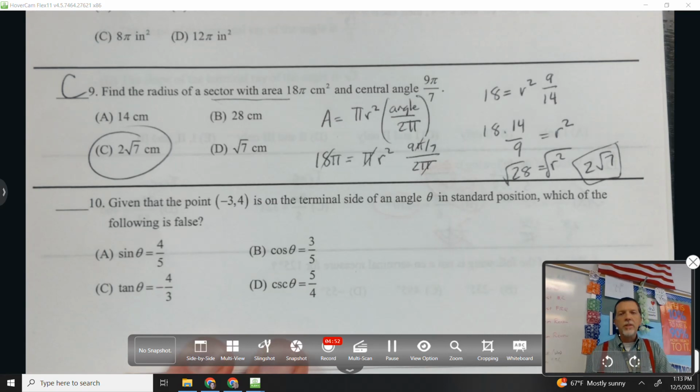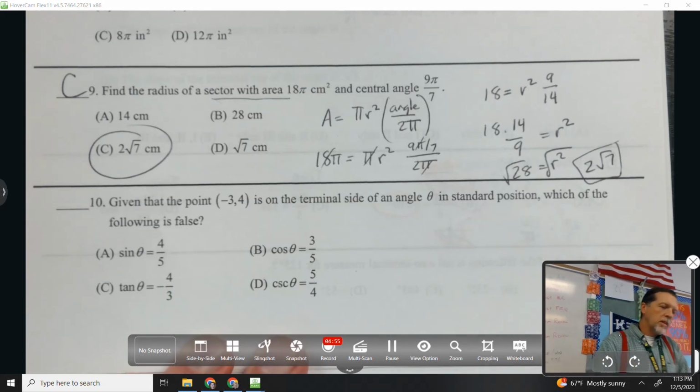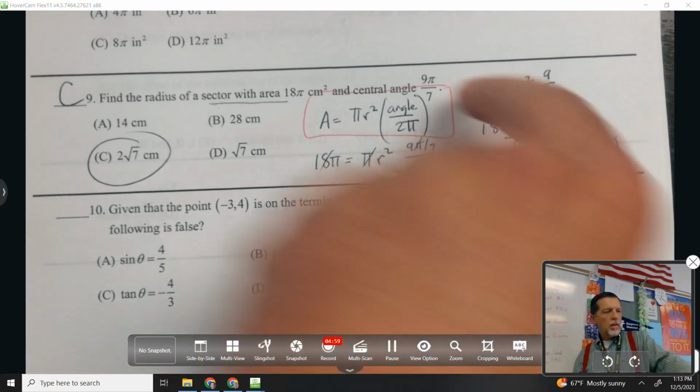So a little bit harder than number 6, but that formula can get us there.